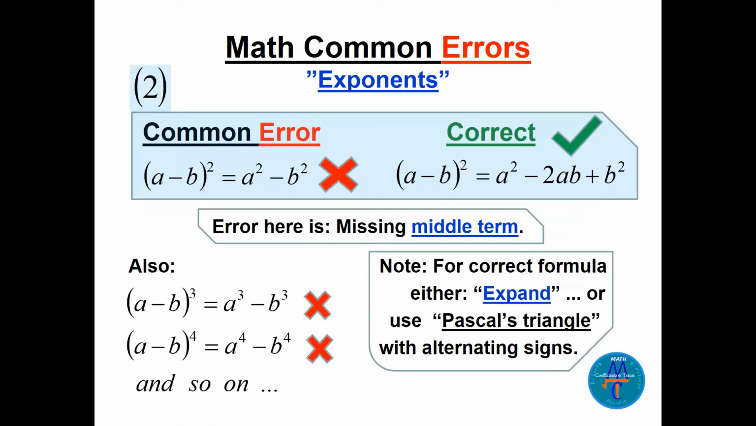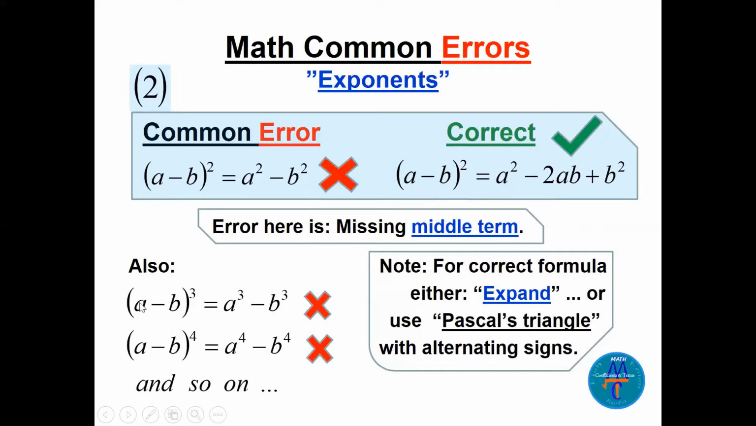Now another error. A minus B squared. Unfortunately, you cannot write A squared minus B squared. Big mistake. So what's missing? You know the story now. Missing the middle term with the minus, because if you have a minus between them, the middle term is a minus, minus 2AB. And remember, always you have plus B squared on this last term. Even if you have a minus B, A minus B all squared, the last one is plus B squared.